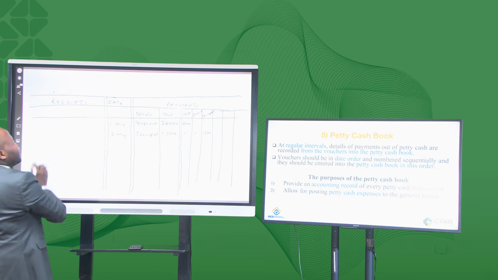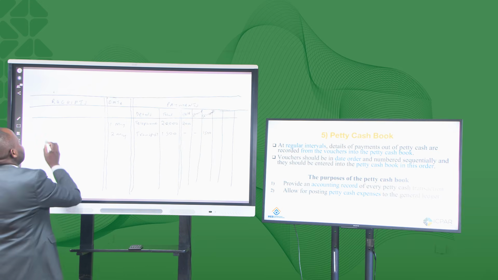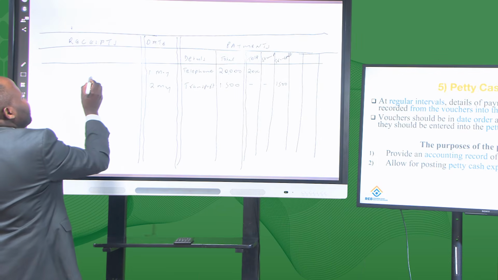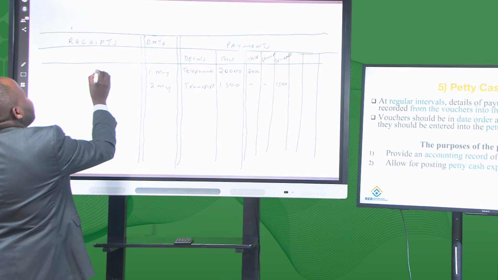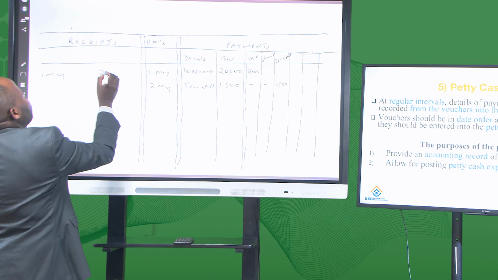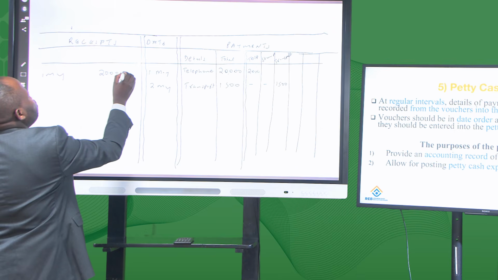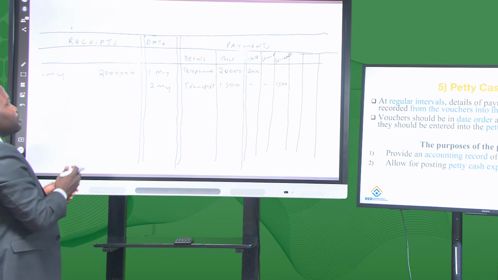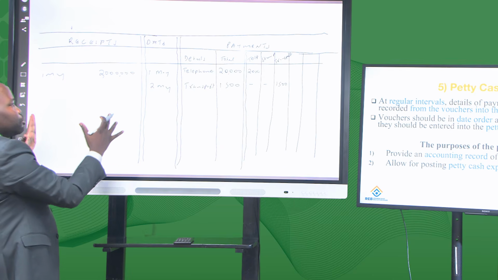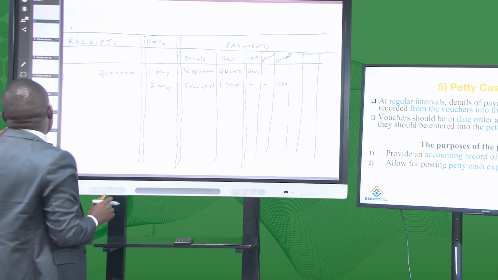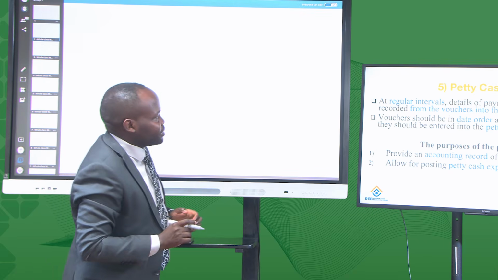On this other side, it shows our receipts. So the amounts that were received are reflected. Maybe at the beginning of the month, on 1st May, we received 2 million from the bank for the petty cash. So this side shows the amount received, and this other side shows the amount that has been spent. Next item.